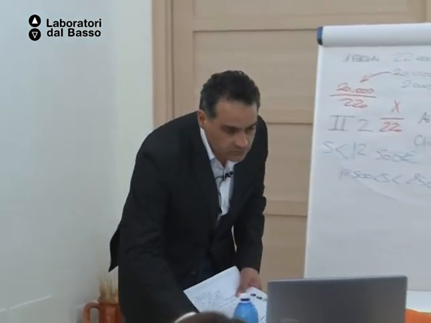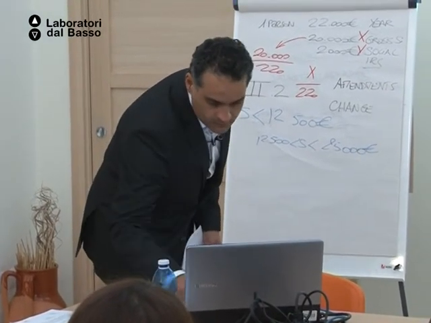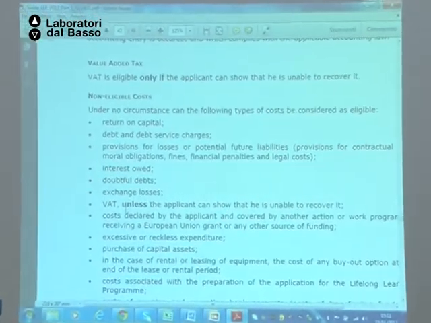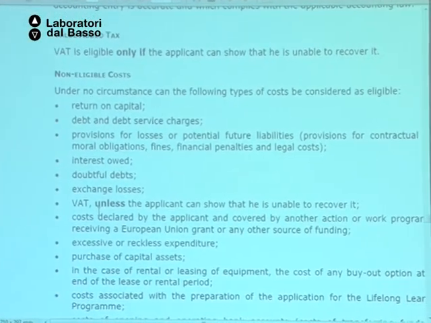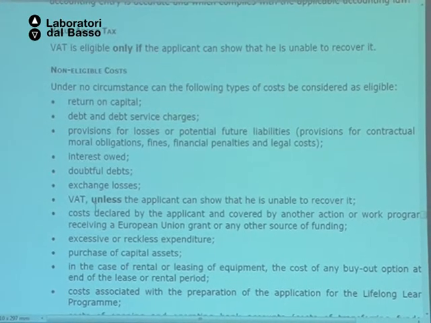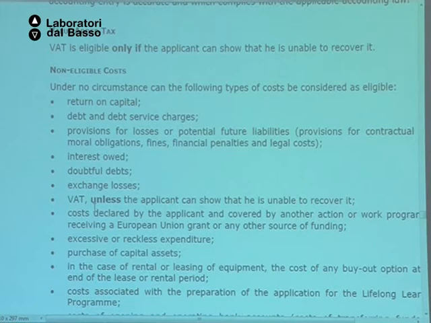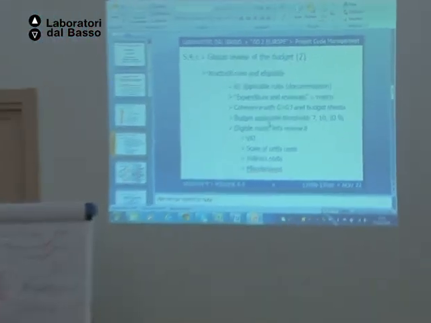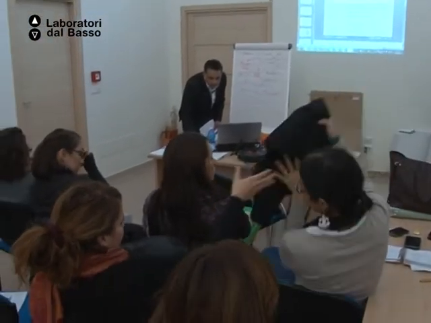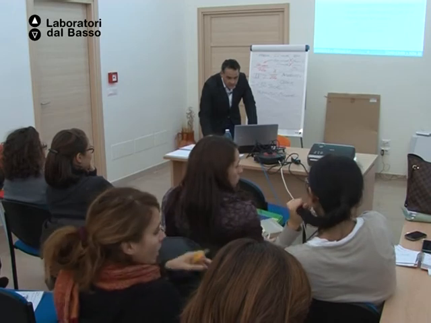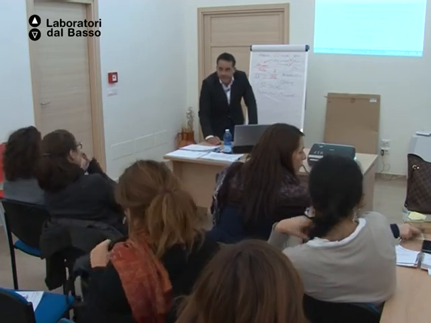All the costs that are not eligible, you will find in this guide, on page 42. Let's have a look. Not eligible costs. Well, I think the rest we have been looking at. So the rules, expenditure, budget, eligible costs, VAT, scales of unit costs, indirect costs, all this you remember?